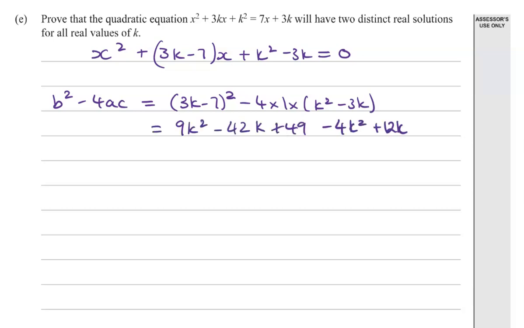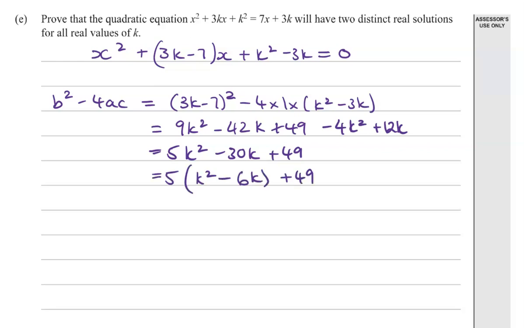So if we work through with that, we can expand out and simplify. Then we get down to this, where we've got 5k squared minus 30k plus 49. Now we need to put that into some kind of form where we know if it's always going to be positive or negative or equal to 0.